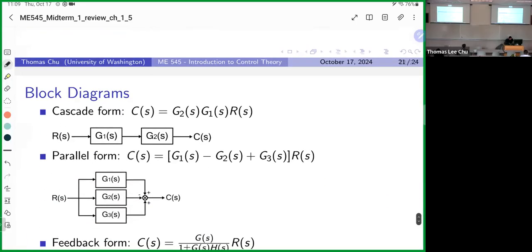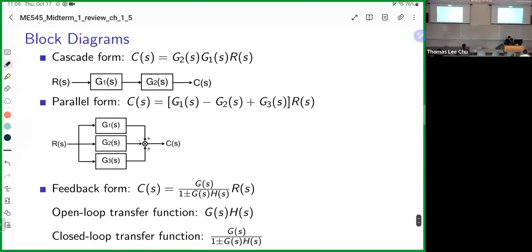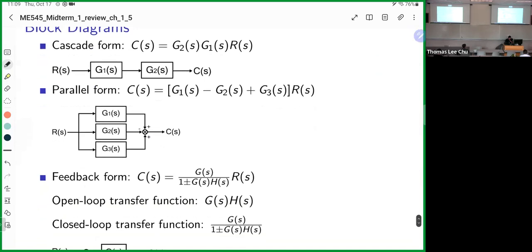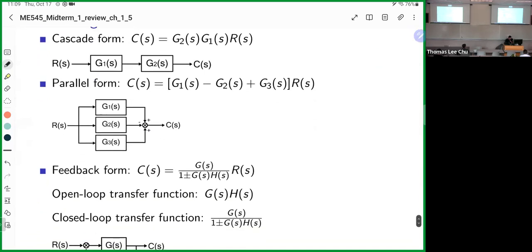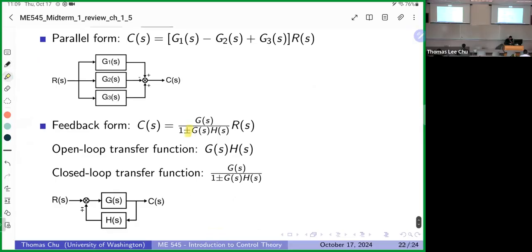Anyway, now moving on to your block diagrams. These are your tricks here. You have your cascade form where you just multiply them when they're in series. Parallel, you can add them up. And feedback form here. So this plus minus sign corresponds with this minus plus sign. So if you have a minus, you pick the plus sign. If you have a plus in the feedback, you use the minus sign. And your open loop transfer function is going to be G times H, not just G. And then your closed loop transfer function is this definition here.